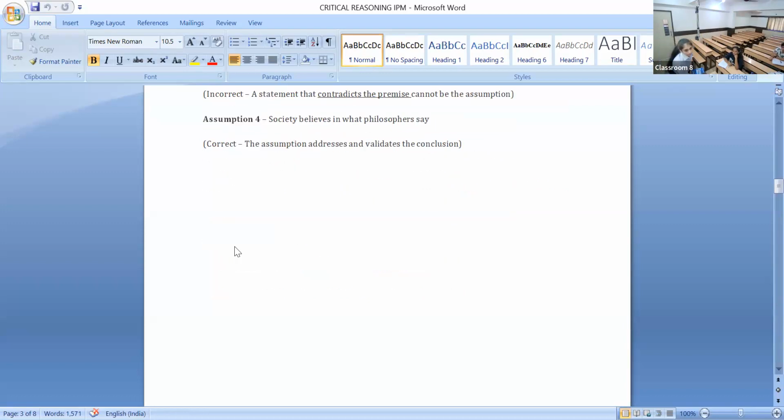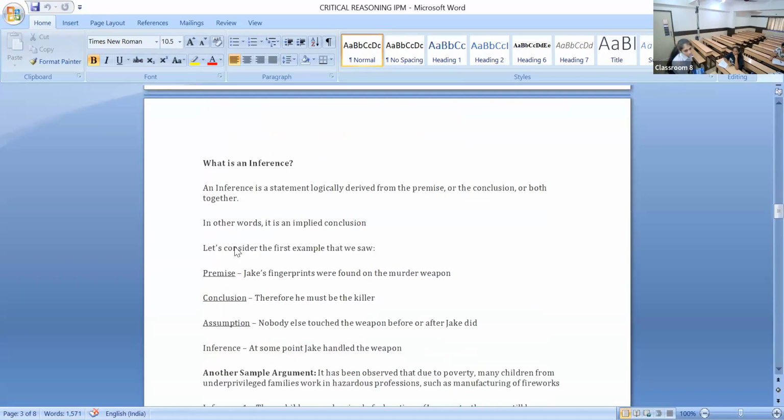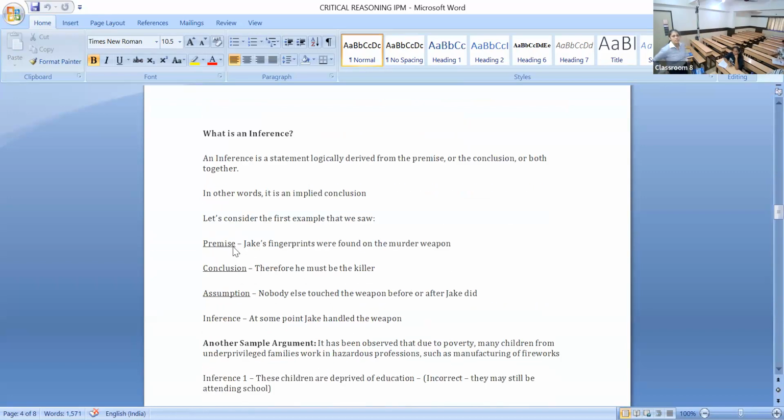Let's go with the other part. Let's come to the main thing. Satvika was asking this only. So what is an inference? An inference is something derived from the premise, or conclusion, or both together. That is what we did just now when we understood that an argument may be based on an assumption, which may lead to an inference. So technically, it is being derived from the premise or the conclusion.